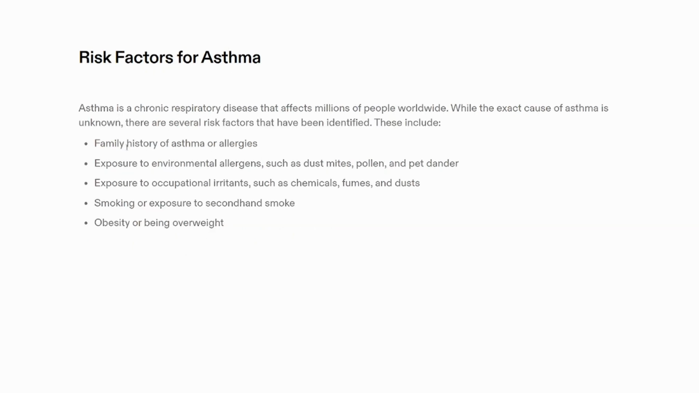Risk factors of asthma. We have already seen in the etiology: family history and exposure to environmental allergens like pollen grains and dust mites. Exposure to occupational irritants, if persons are more exposed to chemicals, fumes and dust, or smoking and exposure to second-hand smoke, and obesity or being overweight. These are all risk factors. They further trigger the symptoms of asthma.